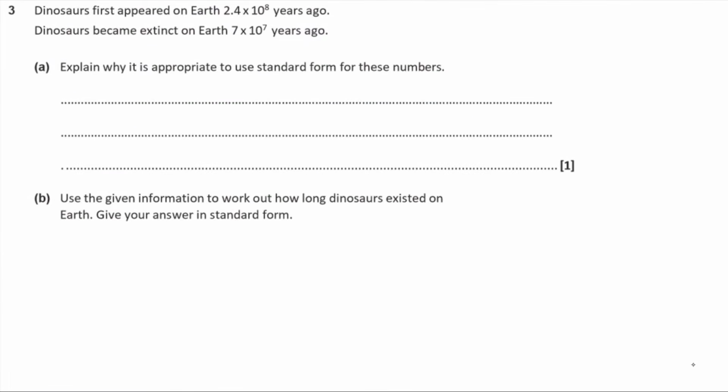Okay, job done. Question 3. Dinosaurs first appeared on Earth 2.4 times 10 to the 8 years ago. And then dinosaurs became extinct on Earth 7 times 10 to the 7 years ago. Explain why it is appropriate to use standard form for these numbers. Well, it's appropriate because the numbers are very large, aren't they? And you've got lots of zeros on the end. Okay? So I'm going to say numbers are large, with lots of zeros.